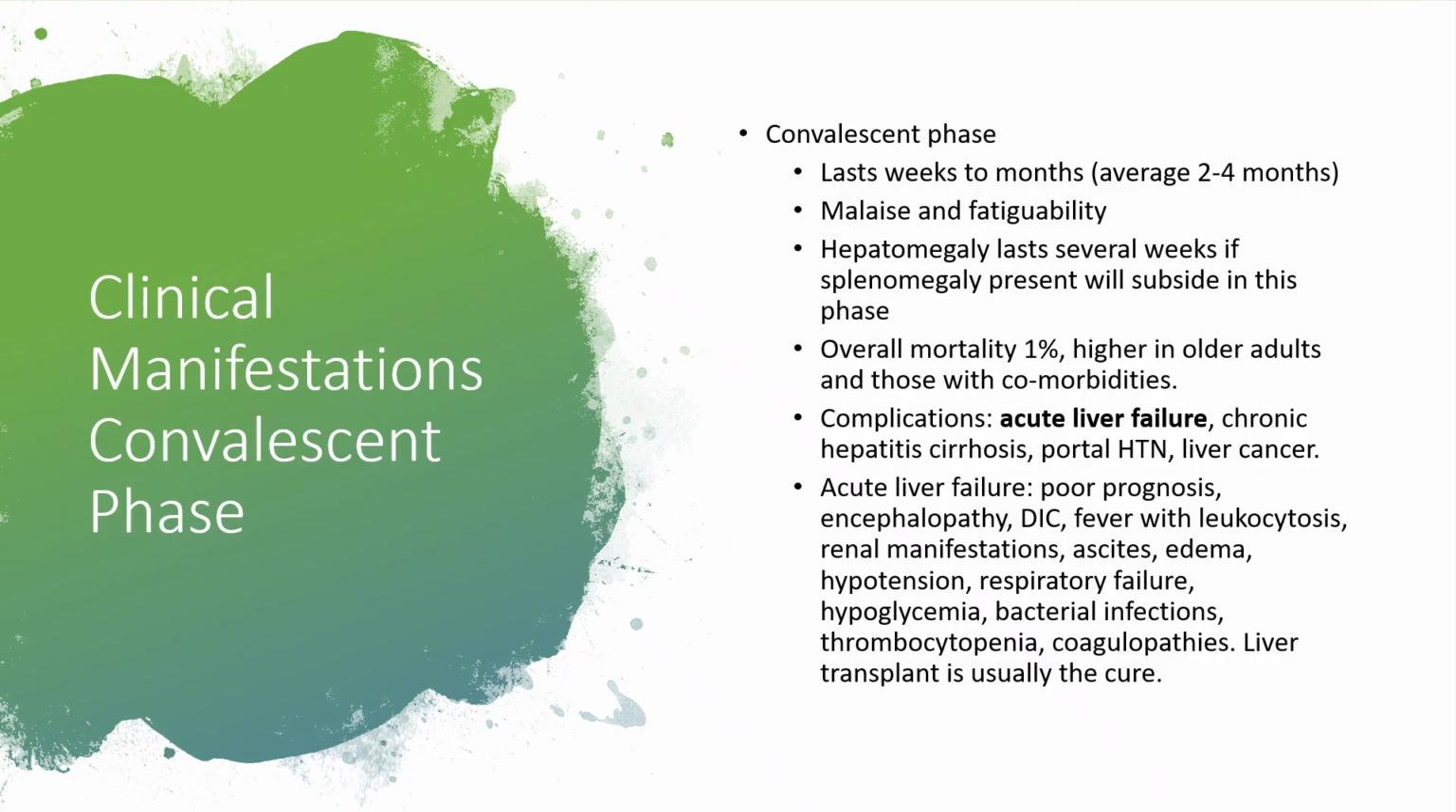Acute liver failure is the most serious complication and has a poor prognosis. It can lead to confusion or coma from encephalopathy, problems with blood clotting like DIC, infection, kidney issues, low blood sugar, fluid buildup in the abdomen, trouble breathing, and dangerously low blood pressure. In these cases, a liver transplant is usually the only life-saving treatment.